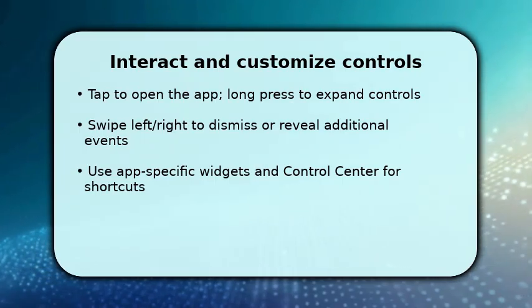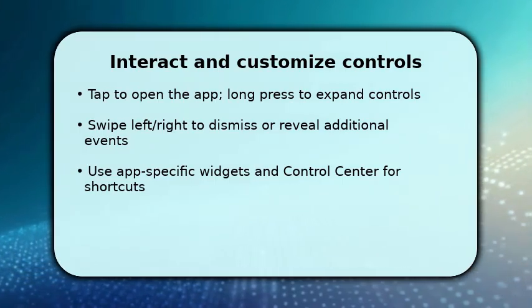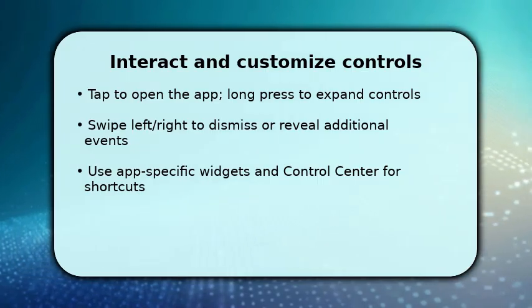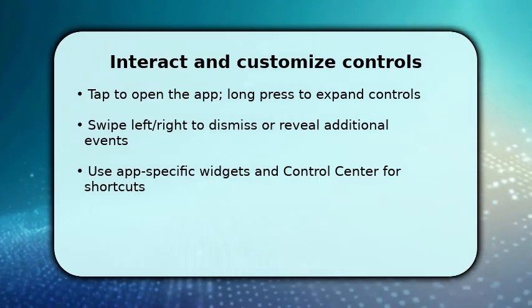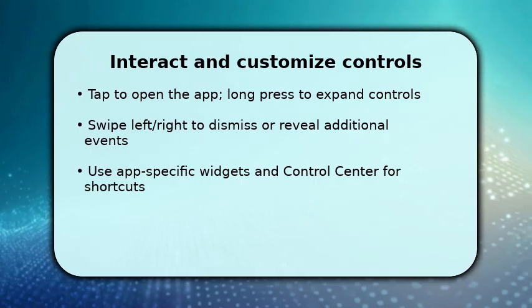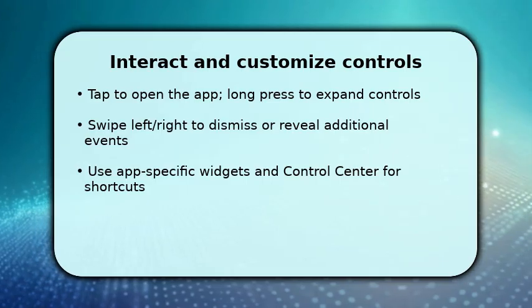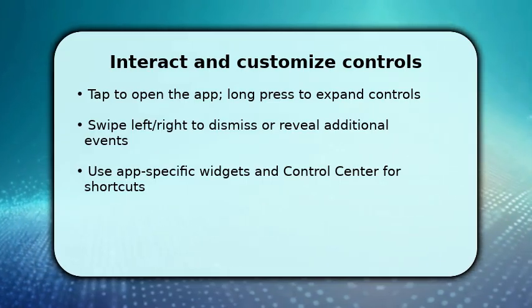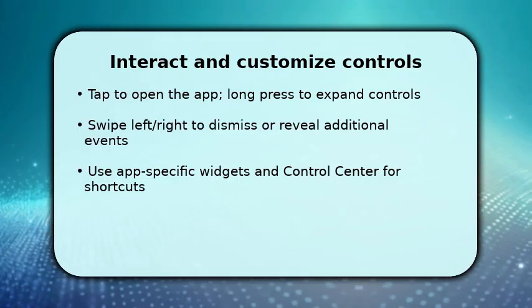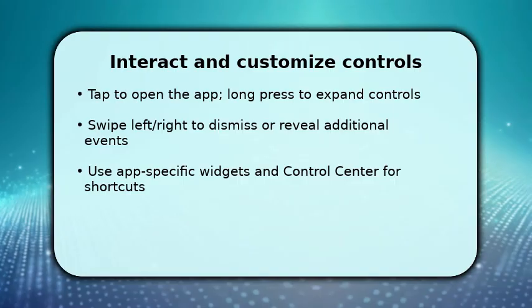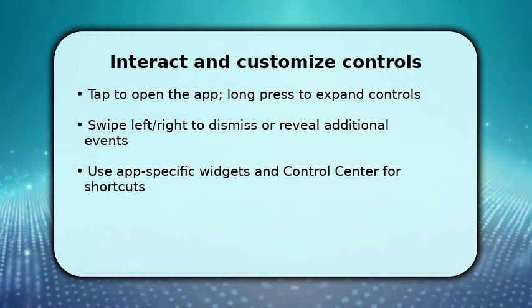Tap the island to jump to the app. Press and hold to expand into full controls like play/pause, route steps, or order details. Swipe left or right to dismiss one event and reveal another, and drag down from the top to combine with Notification Center. For deeper control, add compatible widgets or shortcuts in Control Center so that the island updates faster. These changes keep interactions snappy and predictable.